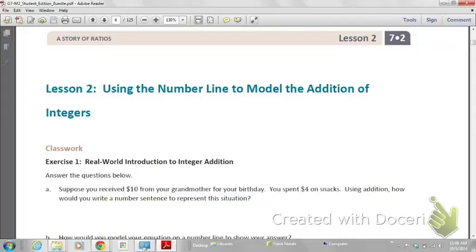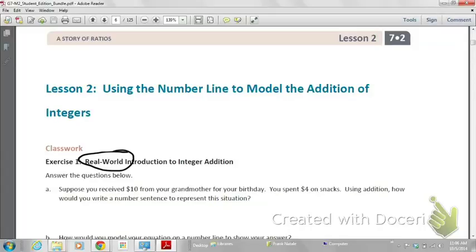Anyway, to begin here, exercise 1, real world introduction to integer addition. Okay, and this whole idea of real world. All right, answer the questions below. A, I'm going to have you do these questions. Let's do this one at a time. Let's go and do A first.